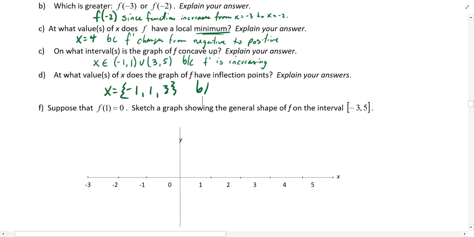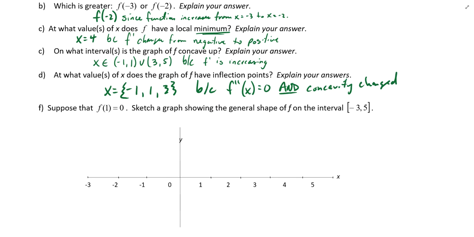And we know that this is the case because the derivative of the derivative, so essentially the second derivative of x, is equal to 0, and the concavity changed. And so remember, we need the second component here.